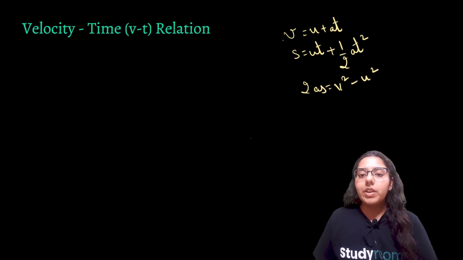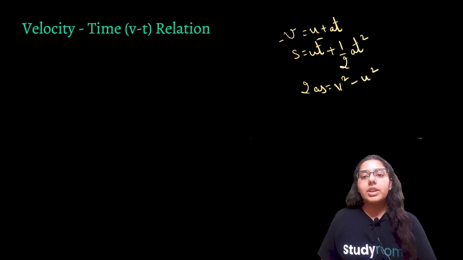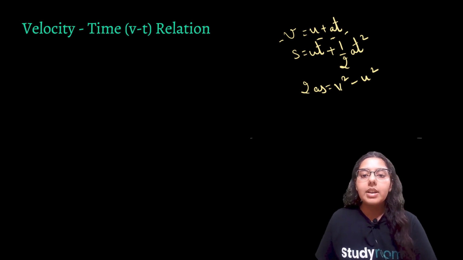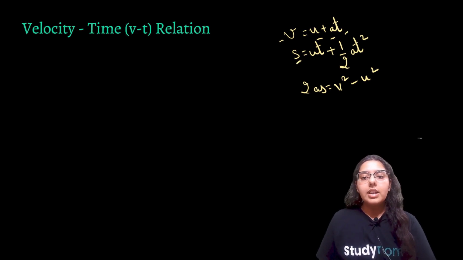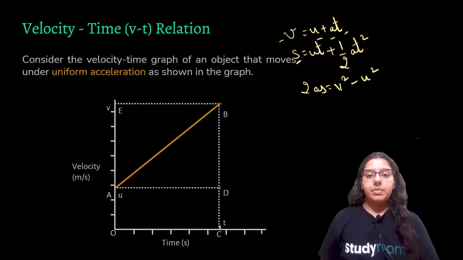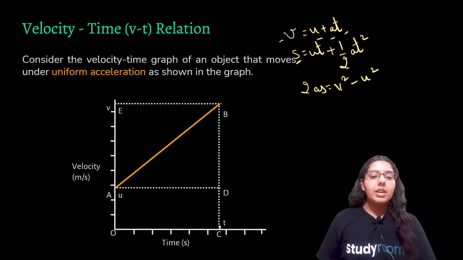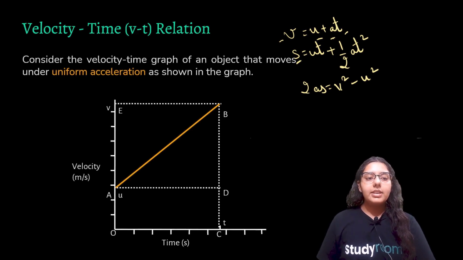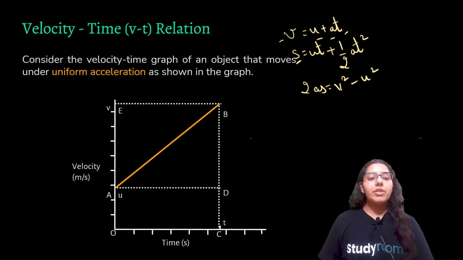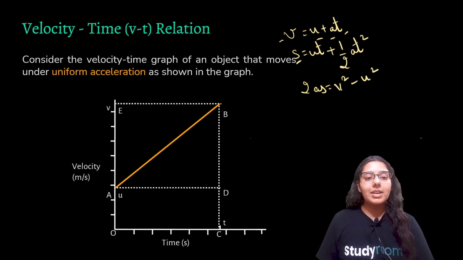As you know, v was your final velocity, u initial velocity, a acceleration and t time, and s was your displacement. So these were all the things we were talking about. Let's look at this. Consider the velocity-time graph of an object that moves under uniform acceleration.